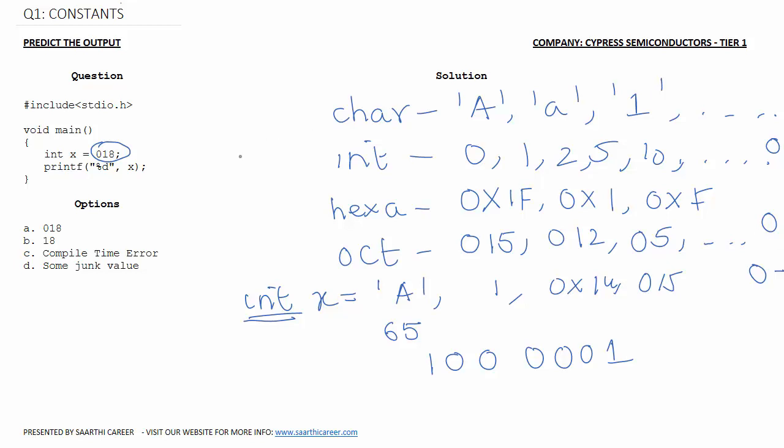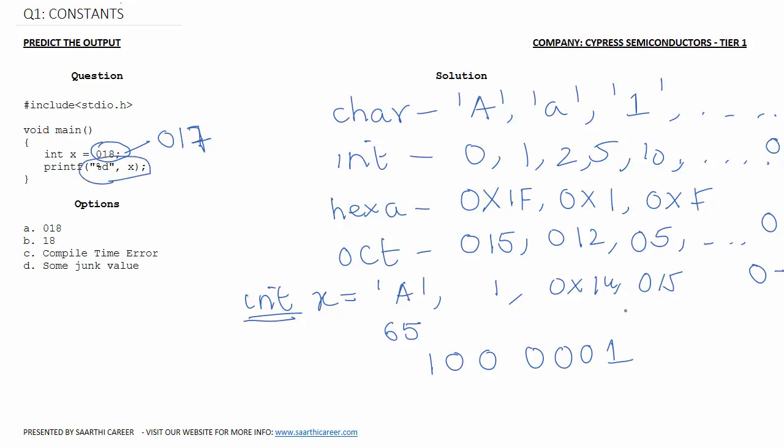Just to go ahead with the question, let's change this number to 017 and let's see what the output would be if we have 017. Is it still a compiler error when the number is 017? No, 017 is a pretty valid number. So then when x is 017, what would be printed when we look at this statement?